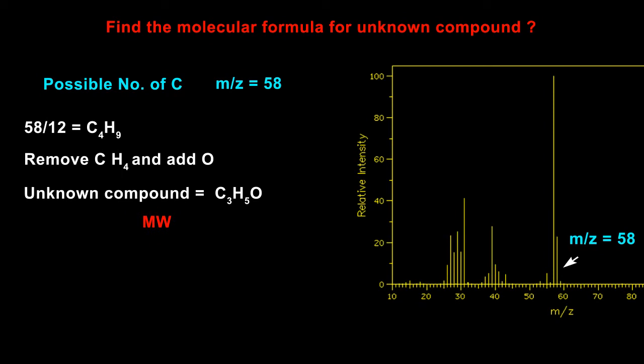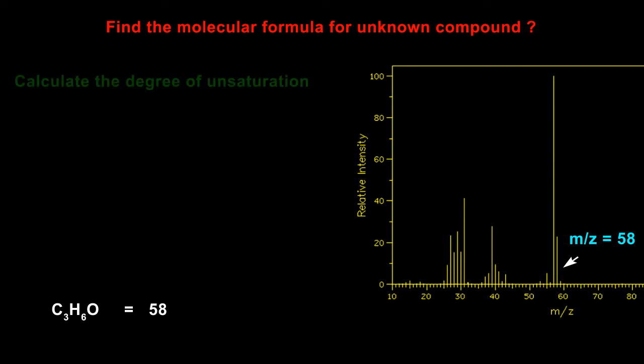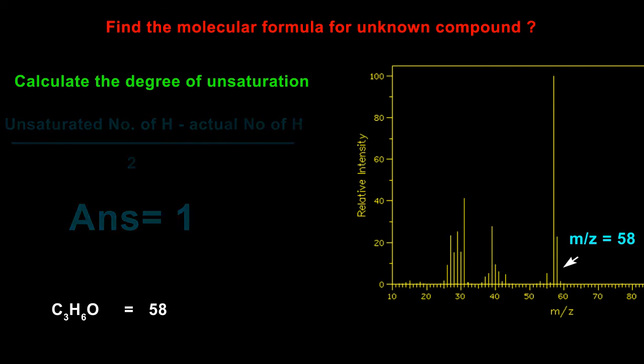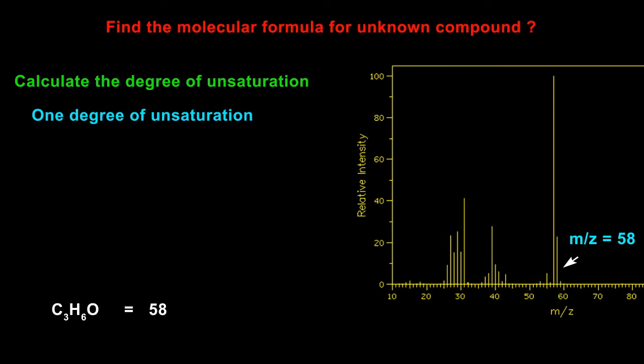The molecular weight of C3H5O is 57, but the mass spectrometer result indicates 58. So it is good to add a hydrogen to make it C3H6O, which matches the molecular weight of 58 from the mass spectrometry result. Calculate the degree of unsaturation: the number of saturated hydrogens minus the number of actual hydrogens, divided by 2, which gives 1. One degree of unsaturation means it has either a double bond or a ring.